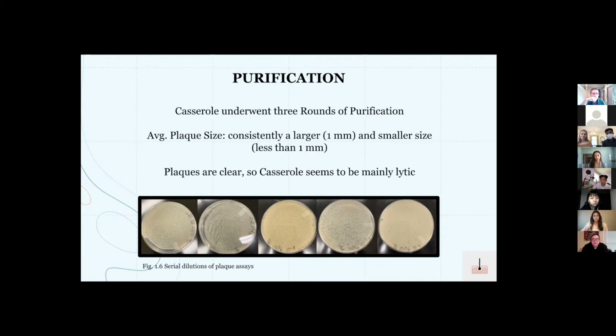So bacteriophages can be part of 2 specific cycles, the lytic and the lysogenic. And 80% of phages undergo the lytic cycle and 20% undergo the lysogenic cycle. And in the lytic cycle, if you get clear, transparent plaques, it represents that the phage is part of the lytic cycle, which is the case of phage casserole. If it's the lysogenic cycle, we will see cloudy plaques.